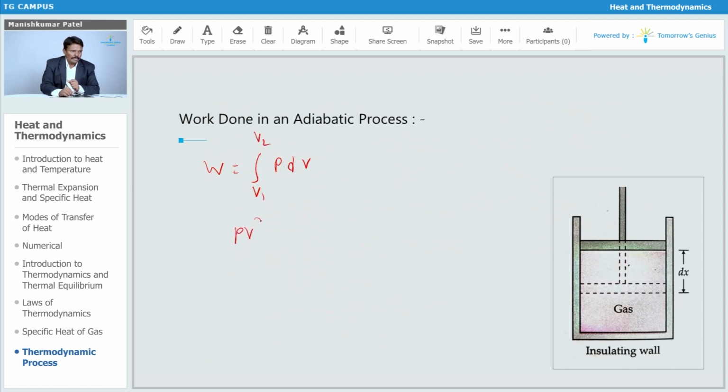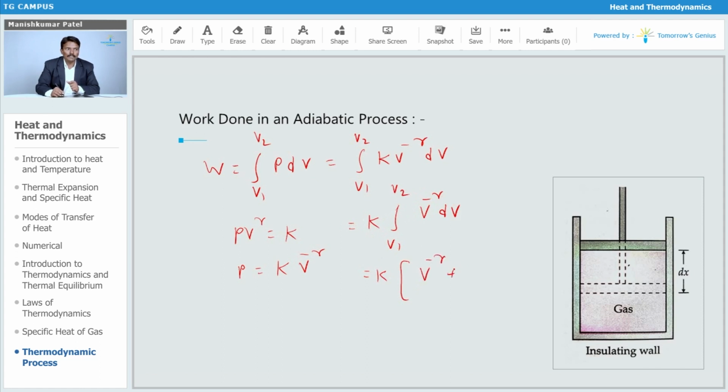What we know is that PV raised to gamma equals K. So from this, P equals K times V raised to minus gamma. You can put in the limits V1 to V2, so this is the integral of K V raised to minus gamma dV. K is constant, so take it out, and integrate V to the power minus gamma dV, which gives V to the power minus gamma plus 1.